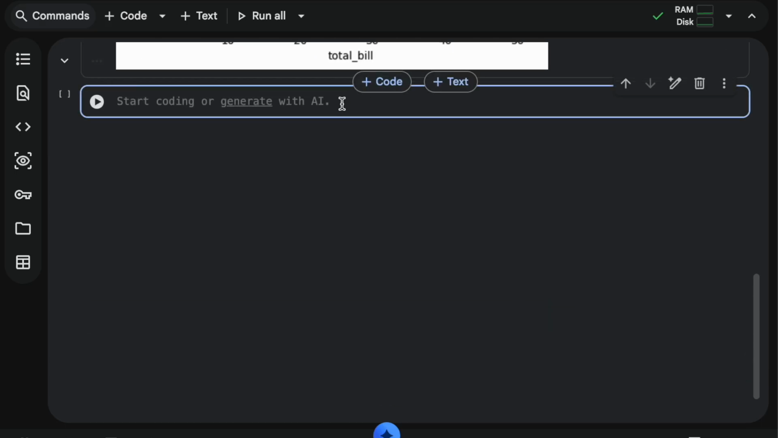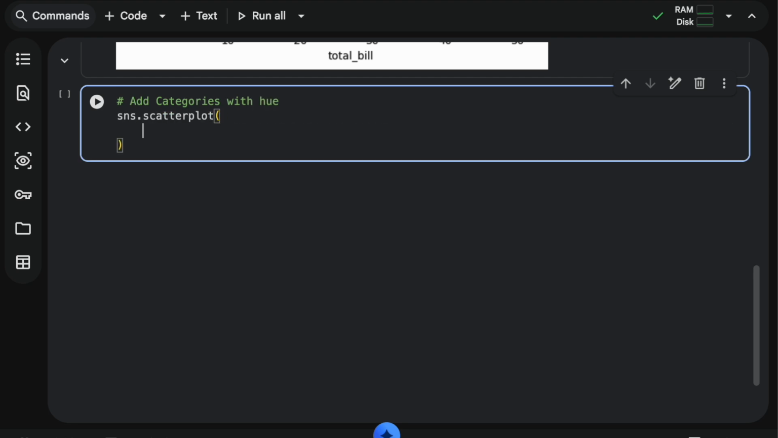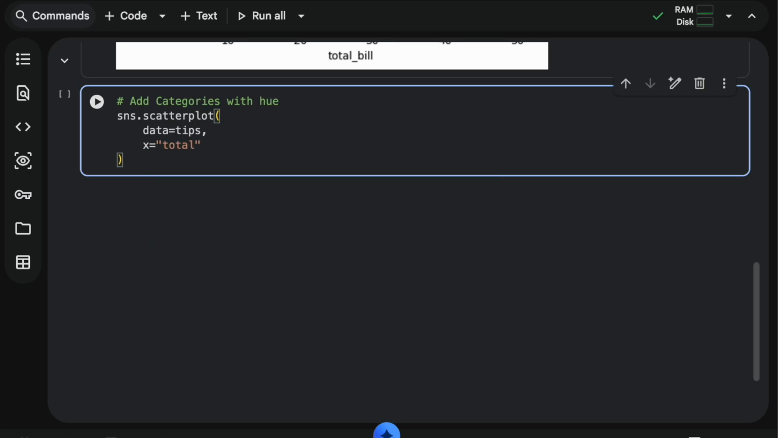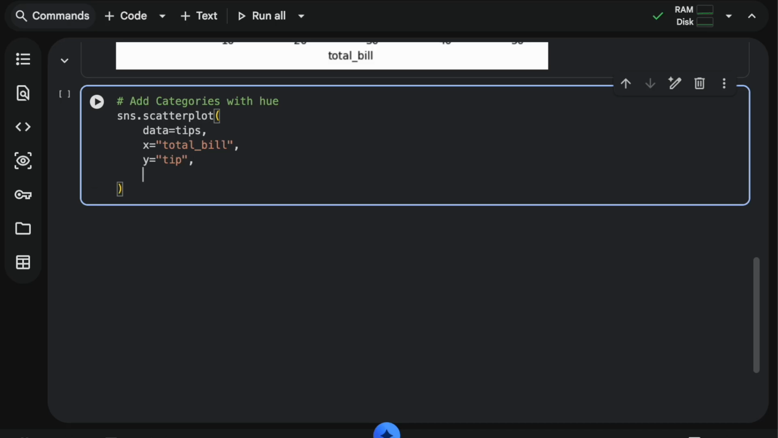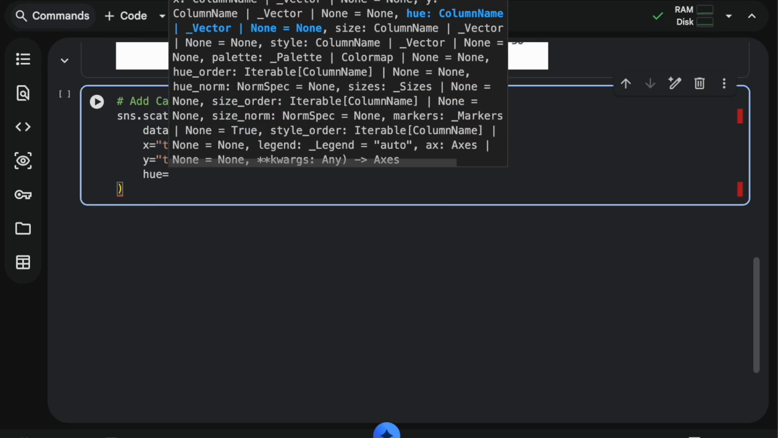Next, we will make our scatter plot more informative by adding categories using the hue parameter. In this example, we will color the points based on the time of the meal, showing whether it was lunch or dinner. By using hue equals time, each point on the scatter plot is now colored according to the meal time. This allows us to compare tipping behavior between lunch and dinner.